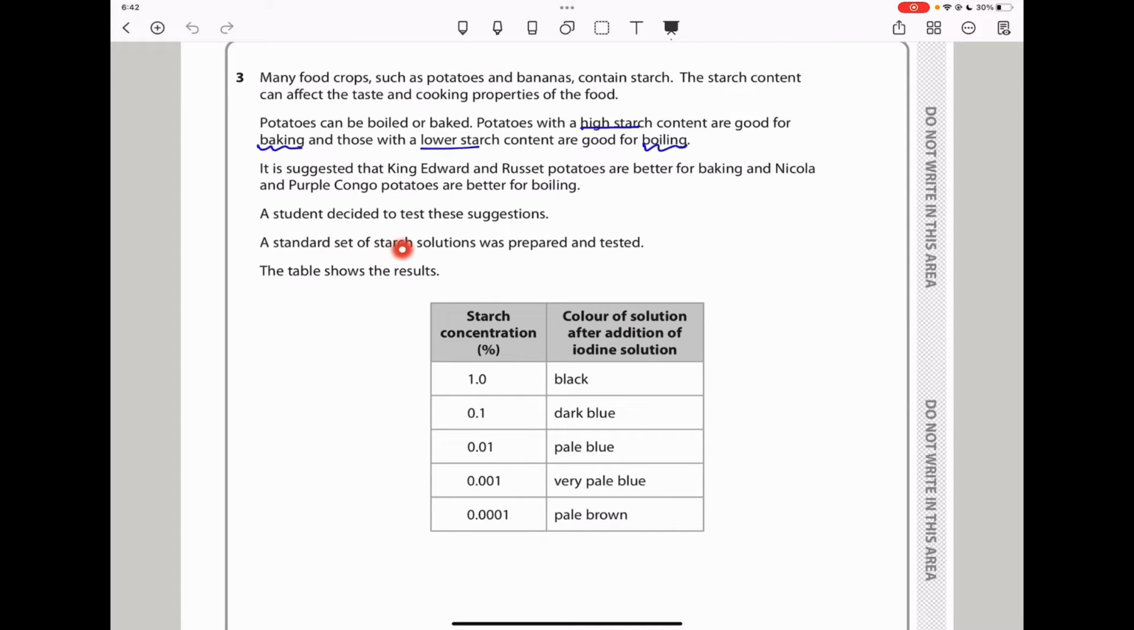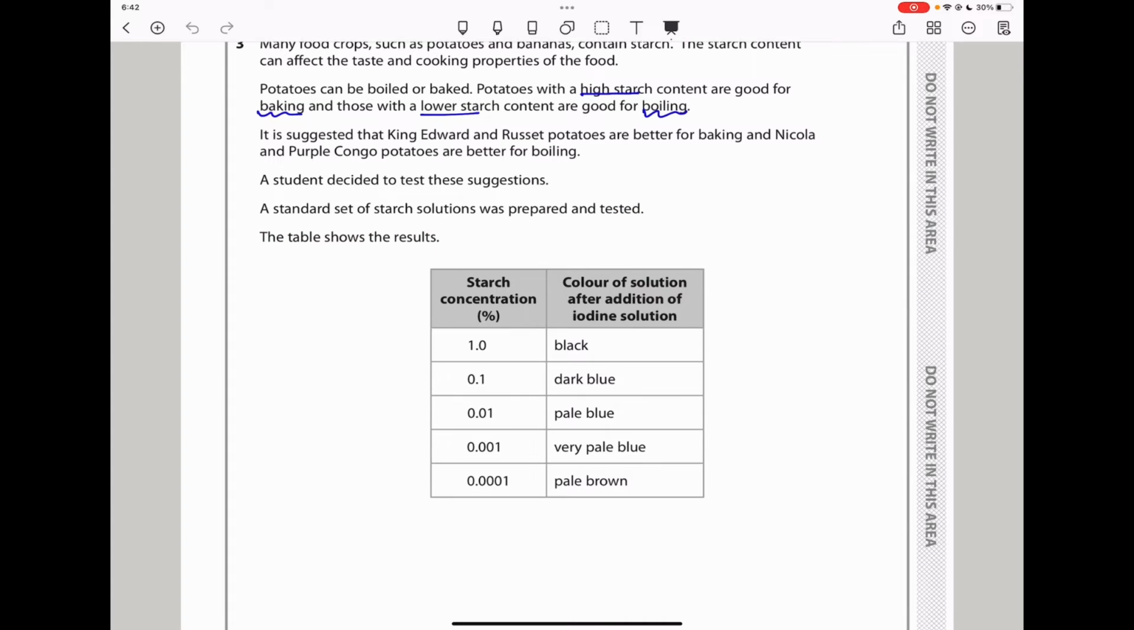A standard set of starch solutions was prepared and tested, and the table shows the results. A concentration of 1.0% is black, 0.1% is dark blue, 0.01% is pale blue, 0.001% is very pale blue, and 0.0001% is pale brown. This is telling you that if something is black, it has a higher concentration of starch, and if something is pale brown, it has a lower concentration of starch. Think about this as establishing a standard. We can use these colors to compare by observation whether the concentration is high or low.